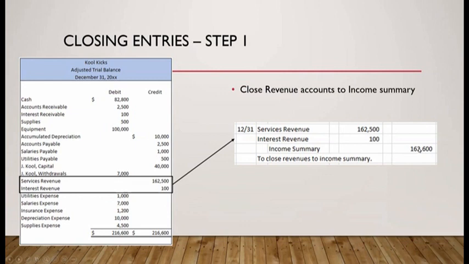So I don't want you to look at income summary as, oh, it has a normal credit balance, or it has a normal debit balance. I don't want you to think about it that way. I just want you to see it as an account that helps us close out our revenues and expenses. We're dumping those items into income summary. Let's look at step 2.